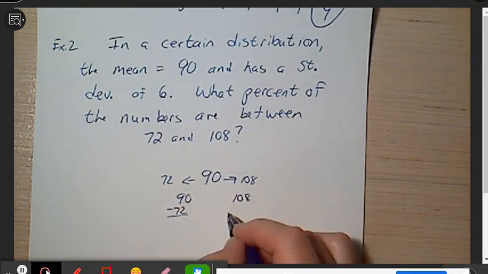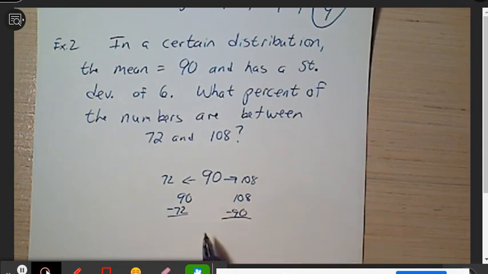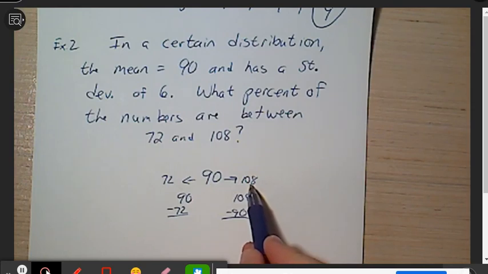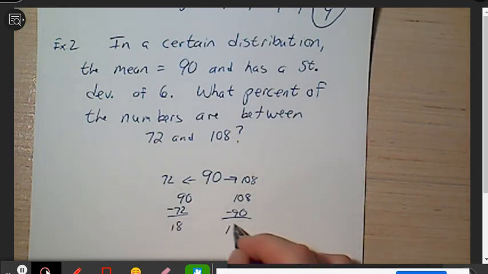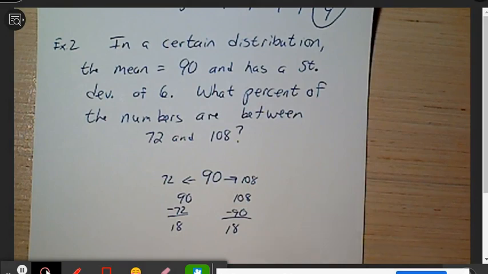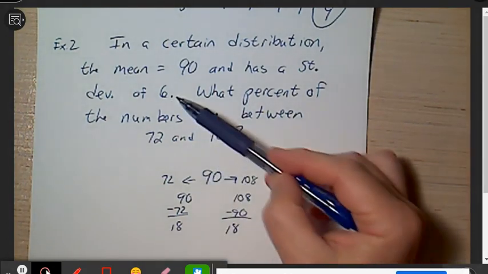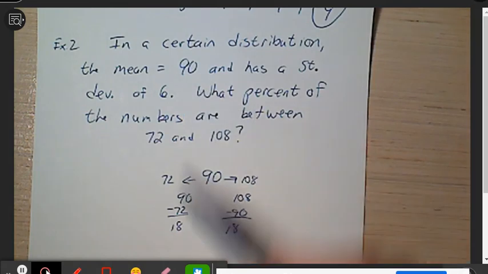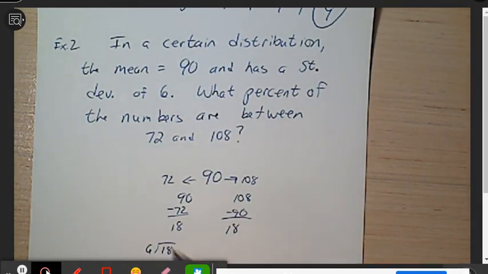or 108 to 90. As long as you move from the mean to the lower end of the range they're giving you, or to the higher end of the range they're giving you, it should be the same. So you've got 18 numbers that you're moving between. Well, if the standard deviation is 6, that's telling you how many standard deviations that you have.